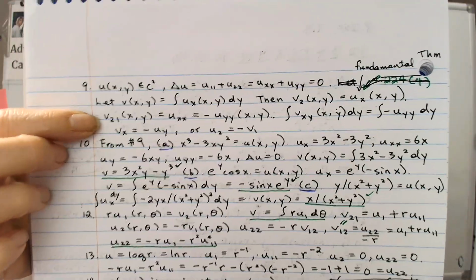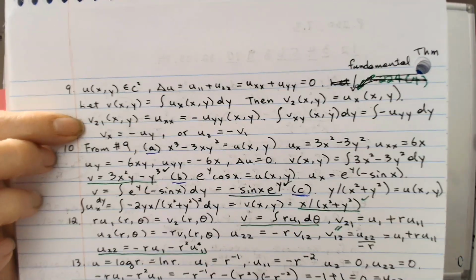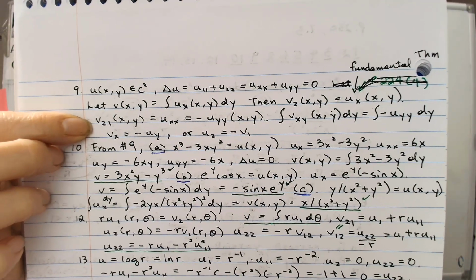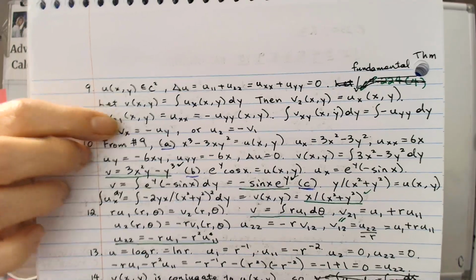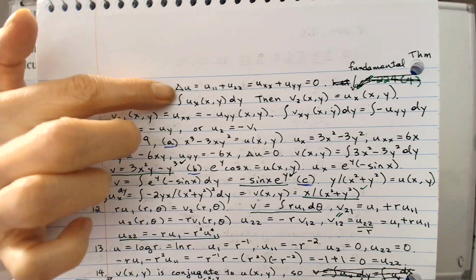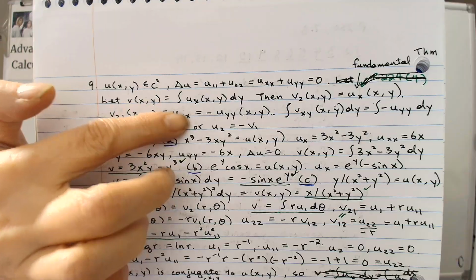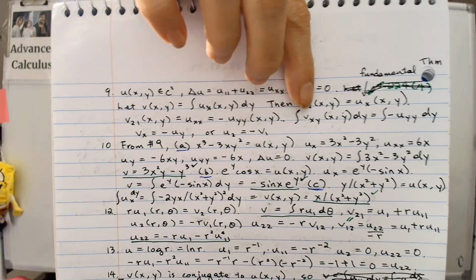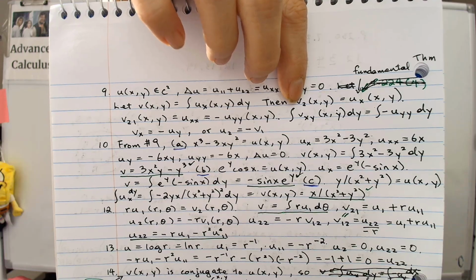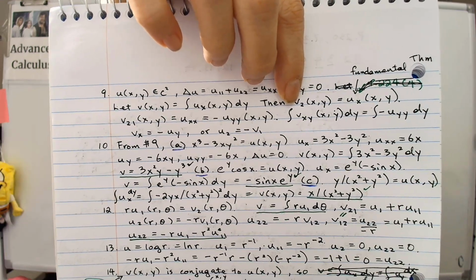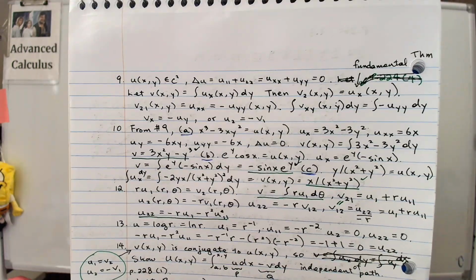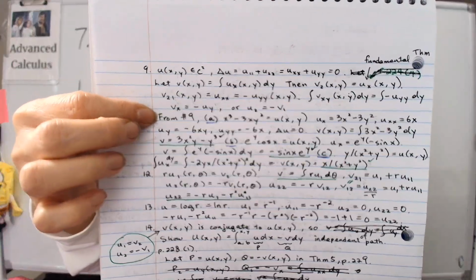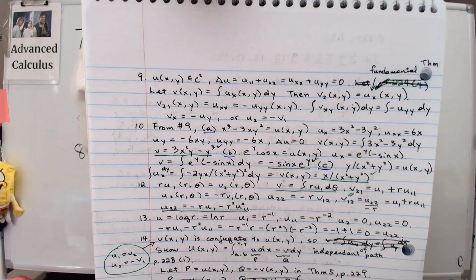Well, anyway, so then if we continue calculating that, then v21 is going to be equal to uxx, which is given because we're given that delta u equals 0. Uxx then equals negative uyy, and so then the integral of vxy is going to be equal to the integral of negative uyy.